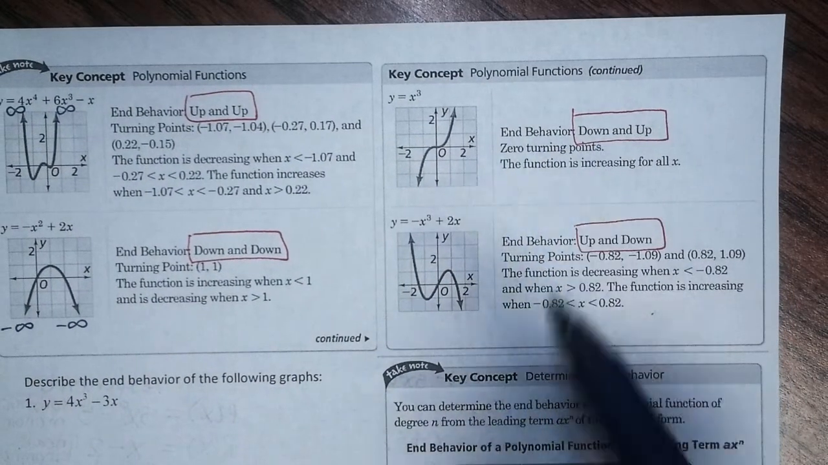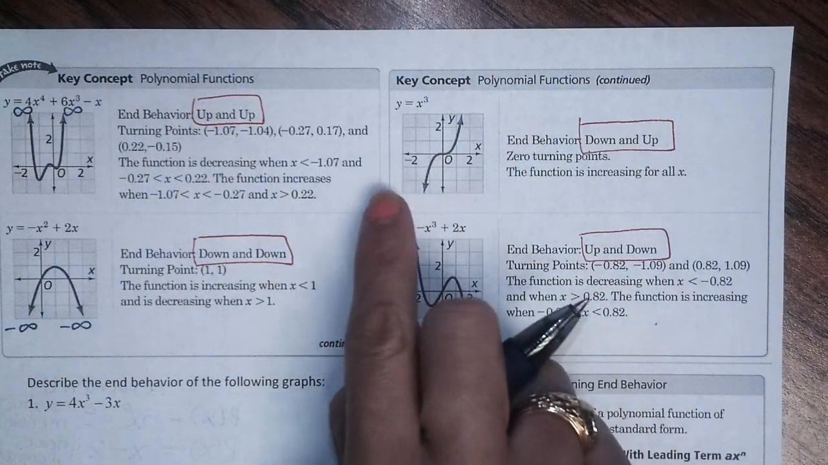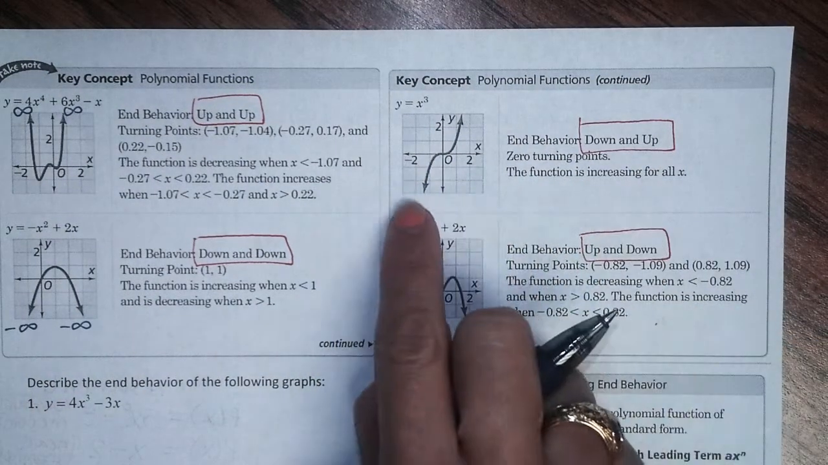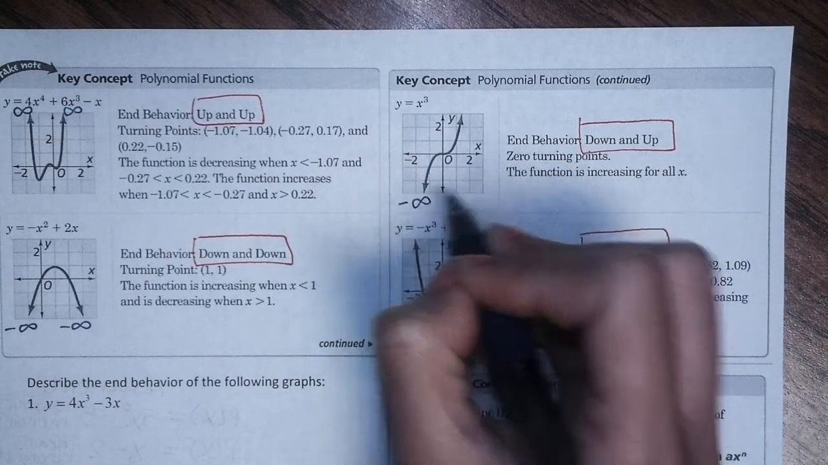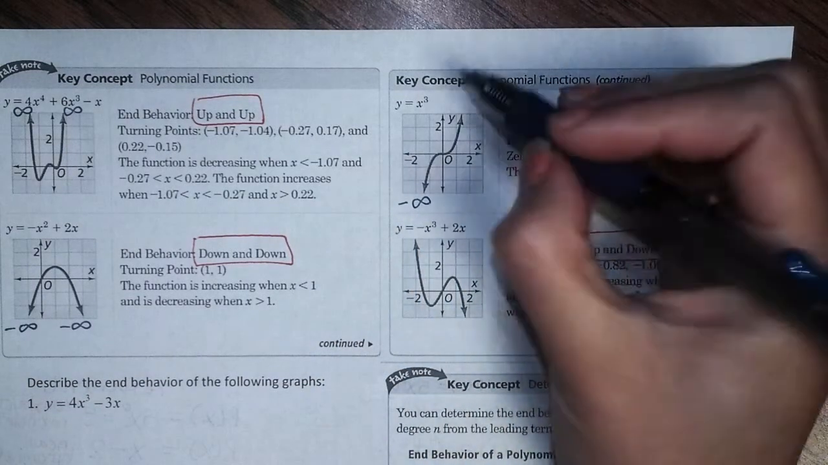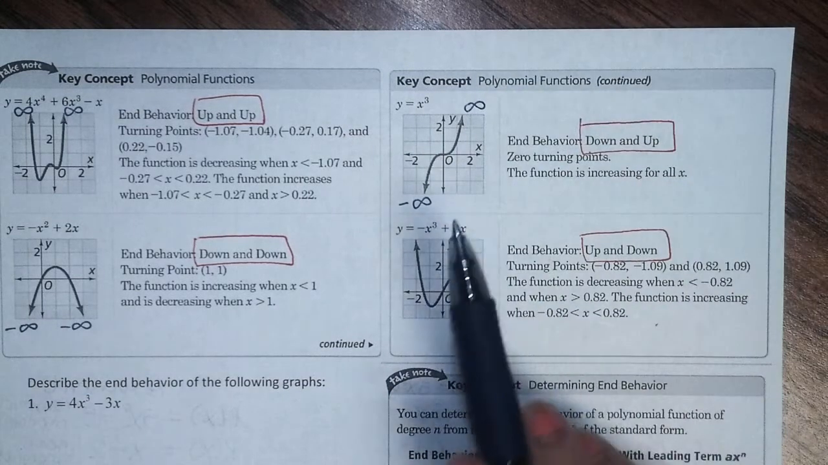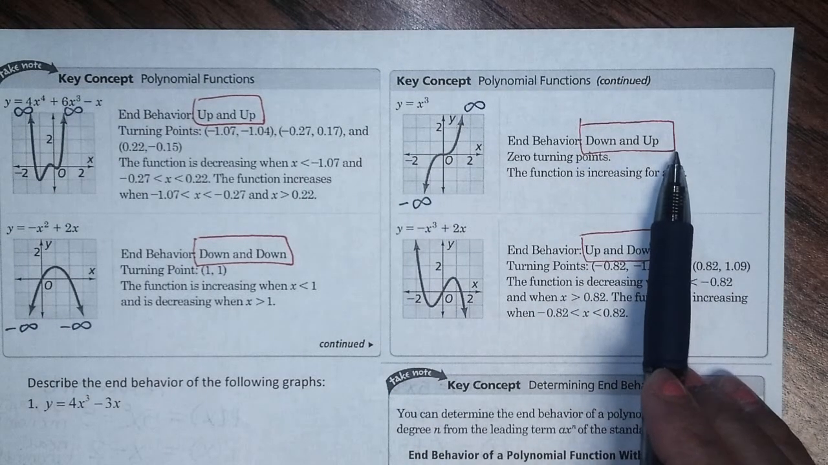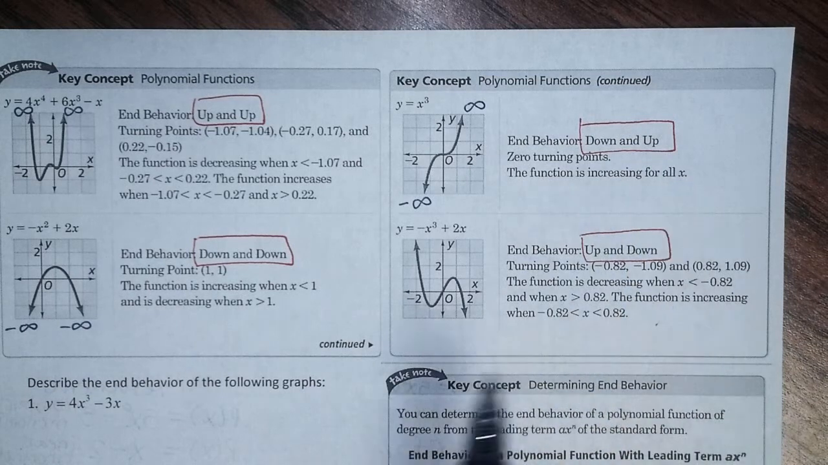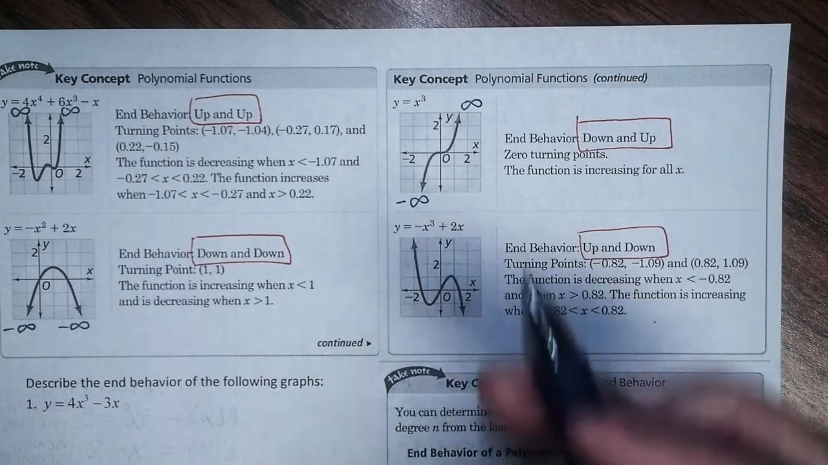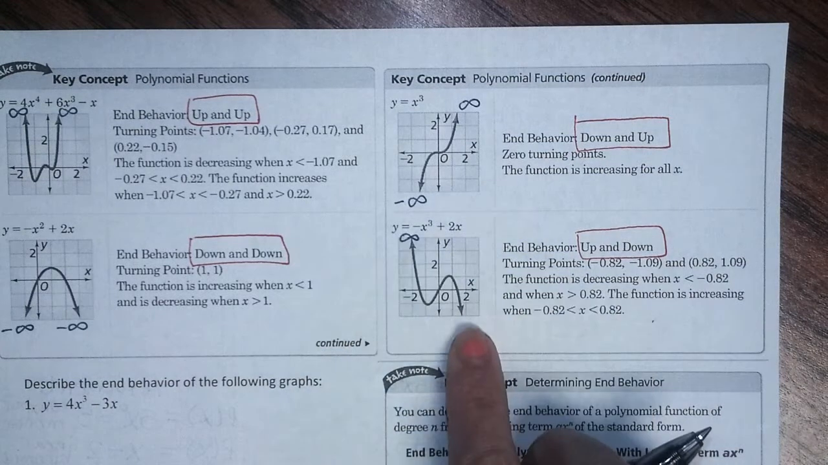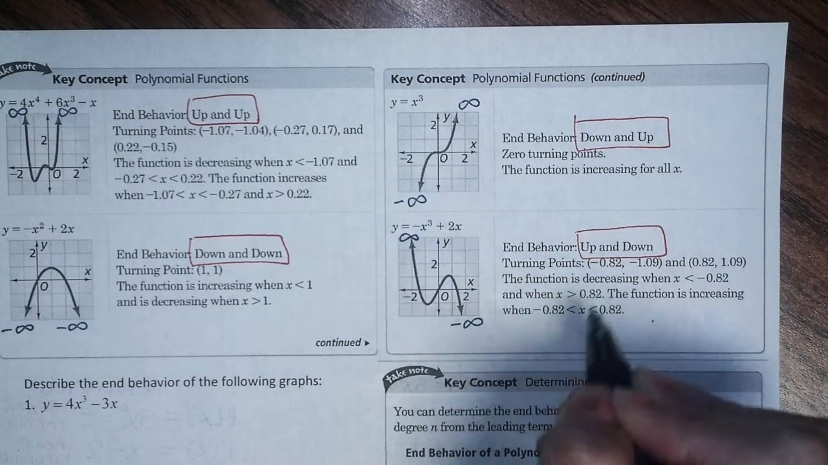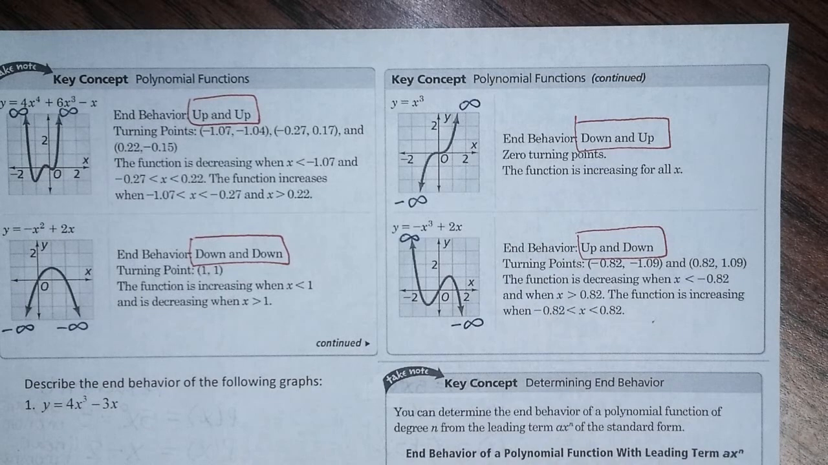Next, again, you have to always look at the graph from left to right. If the graph starts down at negative infinity, but it ends at a positive infinity, that is called down, up. And finally, if the graph starts at a positive infinity, but ends at a negative infinity, that's called the up-down behavior. So you're just going to type it up like up, up, down, down, down, up, or up, down. And that's based on the graph.